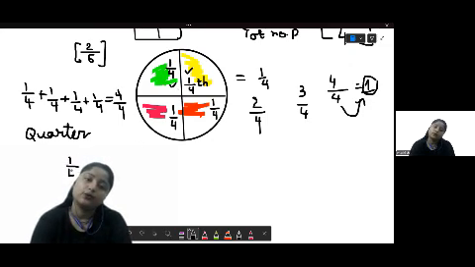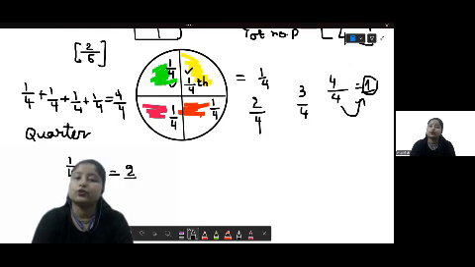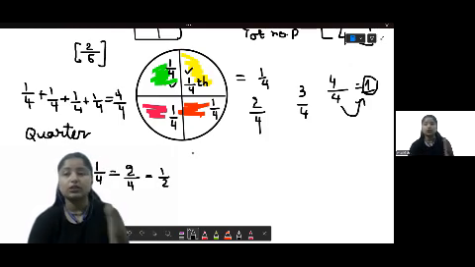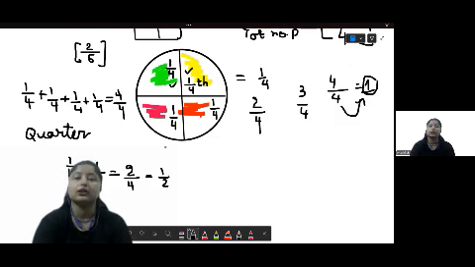Let's add it: 1/4 plus 1/4. It's going to be 2/4, right? Now, 2/4, if you further solve it, is going to be 1/2. That's the half, right? If you have 2 and you're talking about 1, that's half you're talking about. So 2 quarters make 1 half.